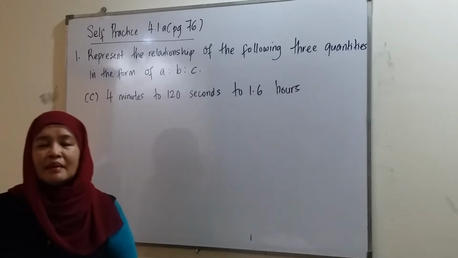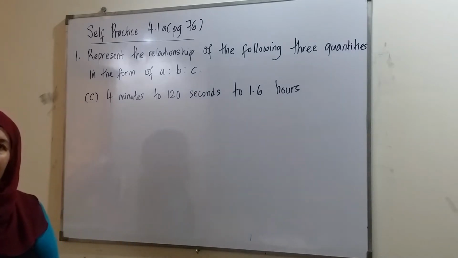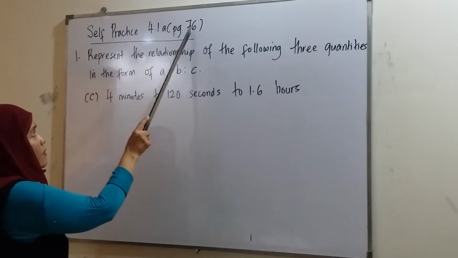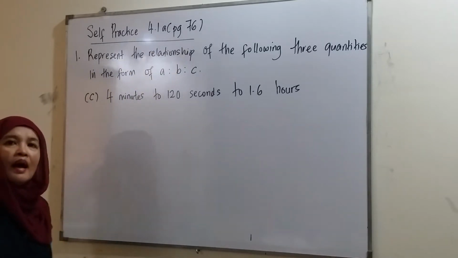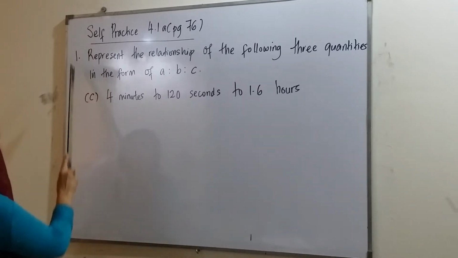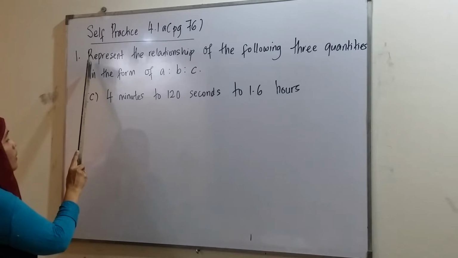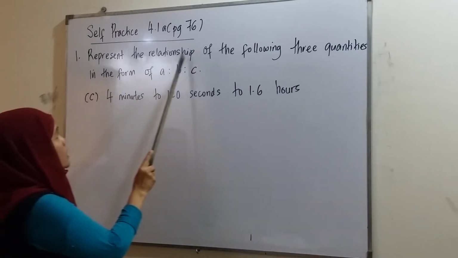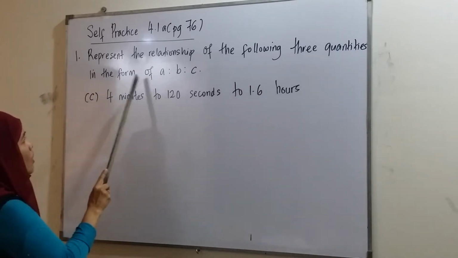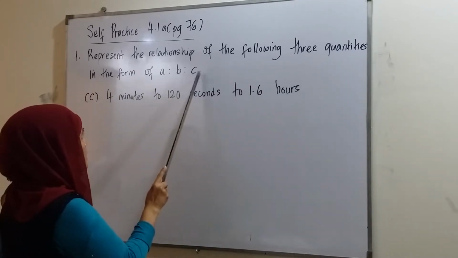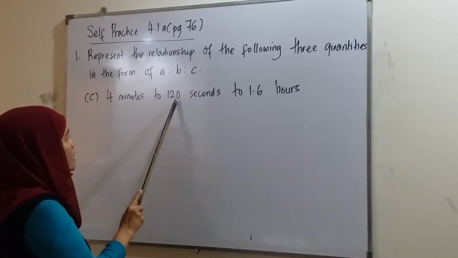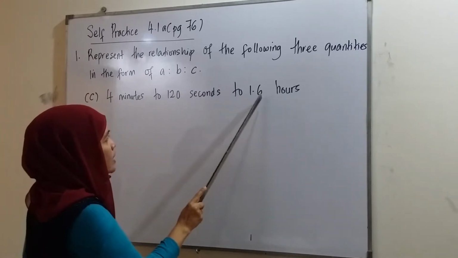My dear students, yesterday I gave you the homework in the textbook, Self-Practice 4.1a, page 76. I have a request for question number 1C, which is: represent the relationship of the following three quantities in the form of A ratio B ratio C. 4 minutes to 120 seconds to 1.6 hours.